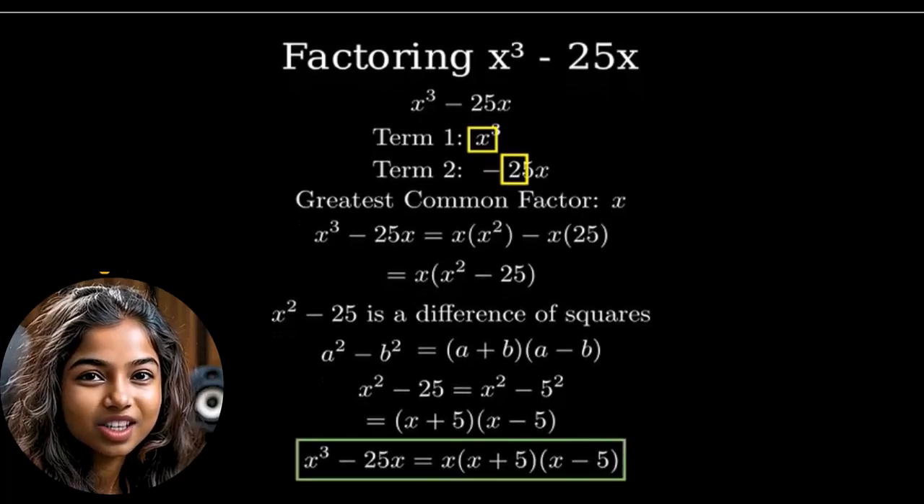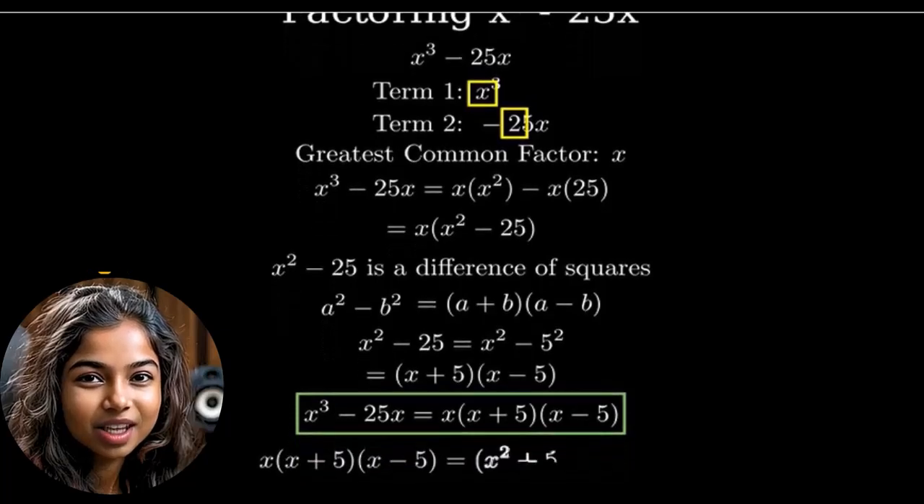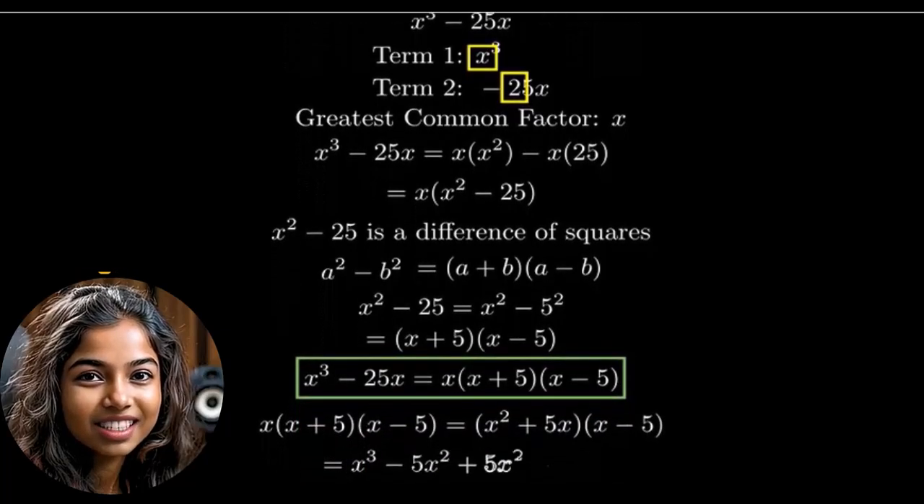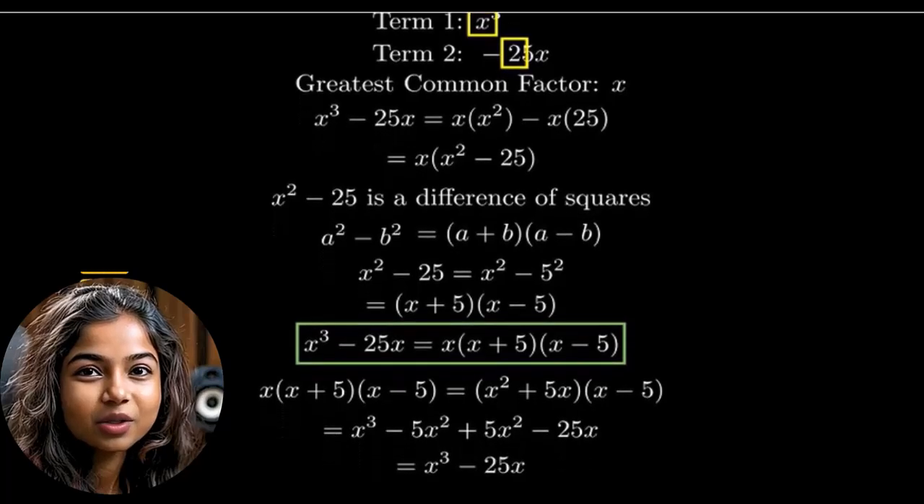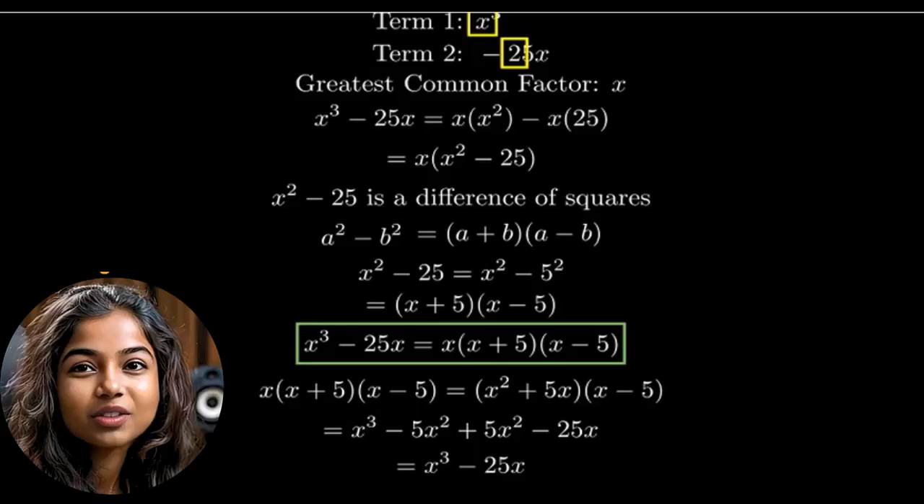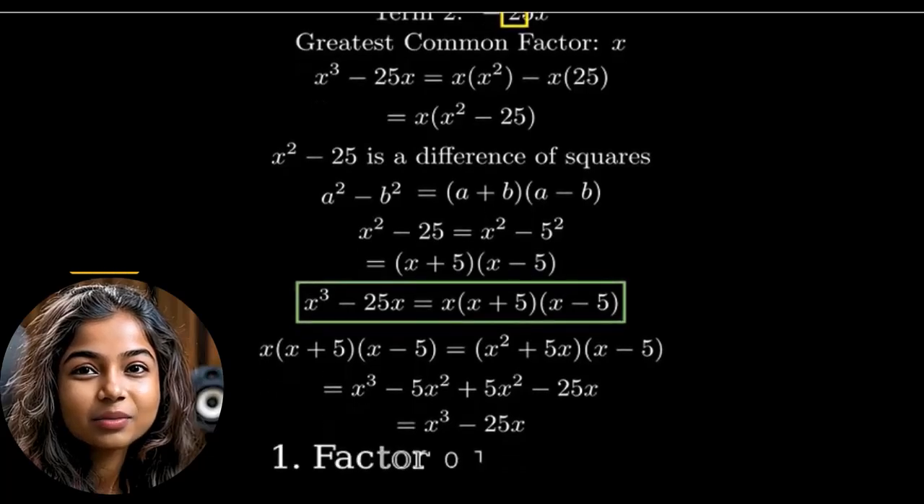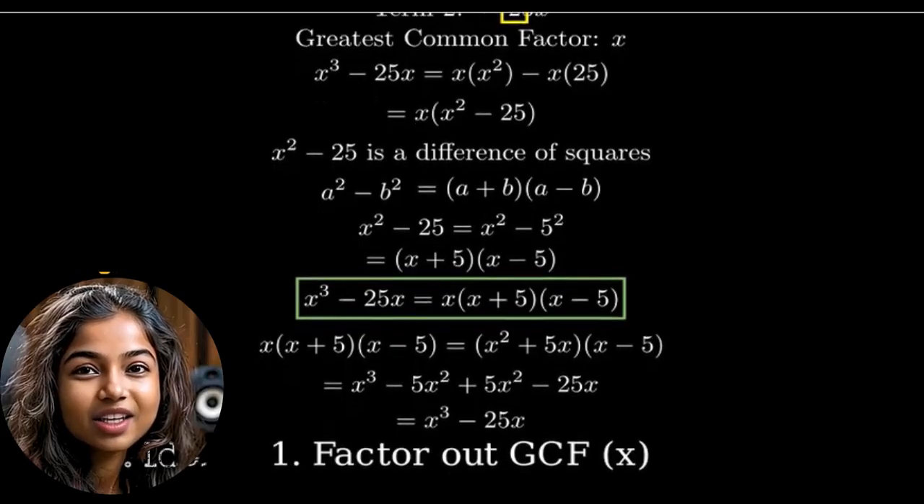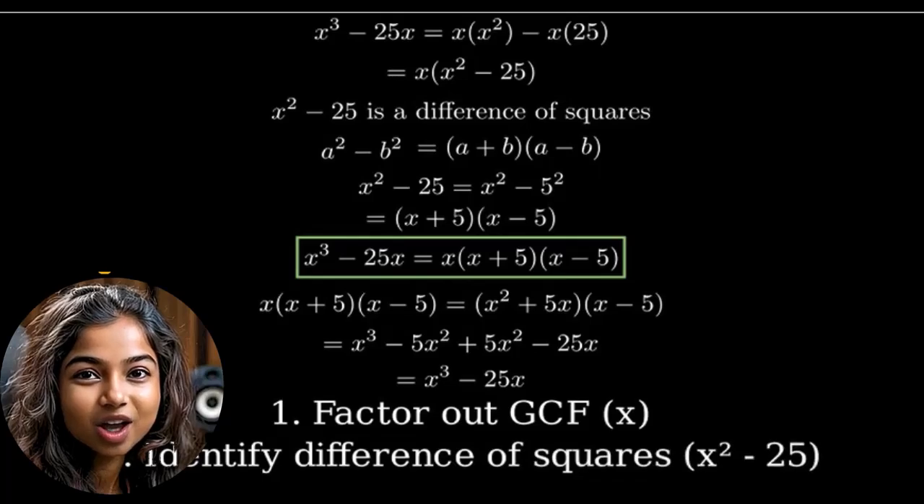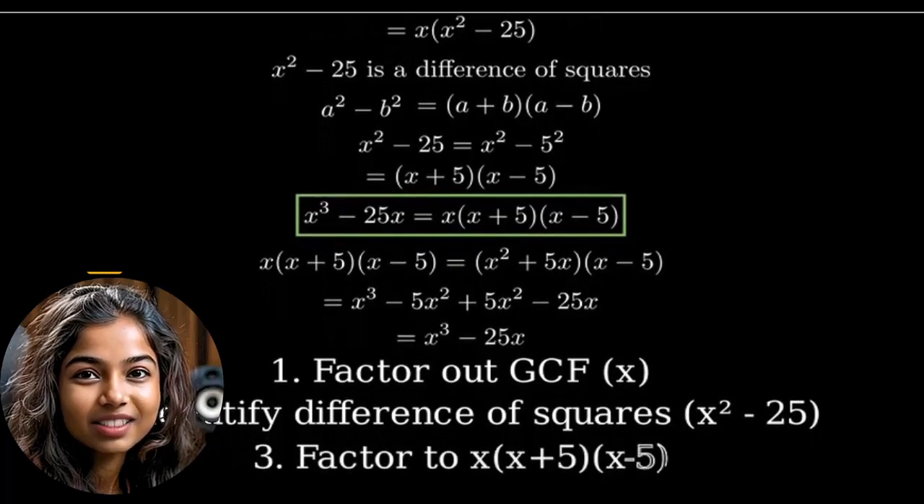Let's verify our answer by expanding it back out. First, distribute x to x plus 5, then distribute that result to x minus 5. This gives us x cubed minus 25x, which is our original expression. To summarize, we factored this expression in 3 steps. First, we factored out the greatest common factor, x. Then we identified x squared minus 25 as a difference of squares. Finally, we factored that difference of squares to get our complete factorization, x times x plus 5 times x minus 5.